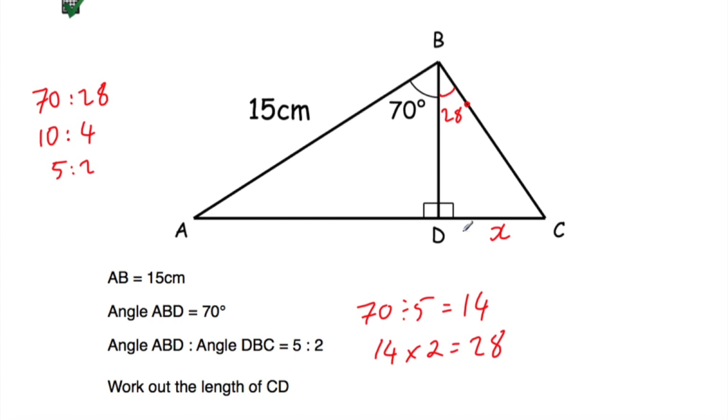Fantastic. Now we want to work out the length of CD, the length of this side here. Now if you have a look at this triangle on the right hand side, apart from the angle, we don't actually have any other measurements on it. So we're going to have to look at this triangle on the left hand side, this triangle ABD.